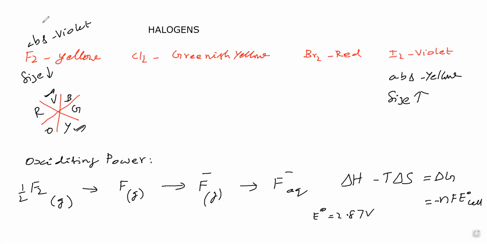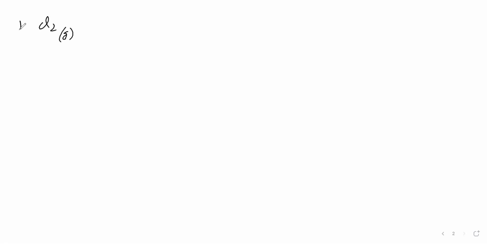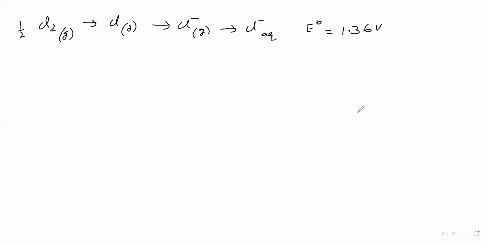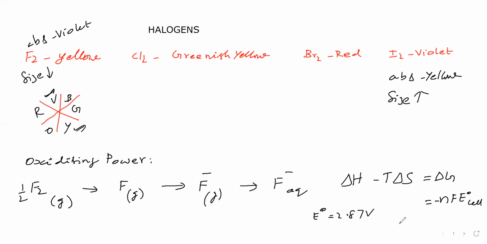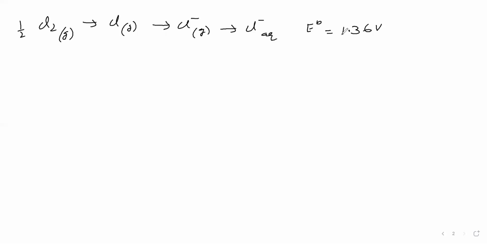Next we will take chlorine. Cl2, its physical state is gas. First we convert this into chlorine atoms, then into Cl minus gas, then hydration. Here dissociation, here electron gain enthalpy, here hydration enthalpy. So find delta H, and from delta H we can find the potential. The standard potential is 1.36 volt. So fluorine's oxidizing power is 2.87, but chlorine's is 1.36. Fluorine has higher oxidizing power compared to chlorine.